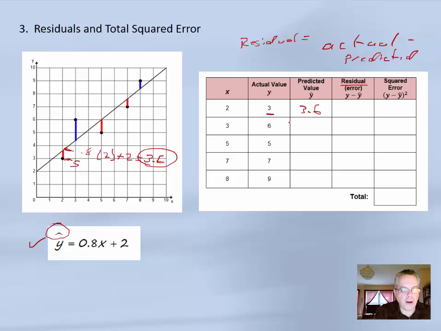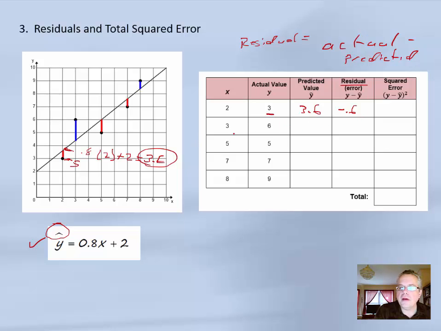Okay, the actual y value minus the predicted y value. 3 minus 3.6 is negative 0.6. Okay, now I put the ones that turn out negative in red. If the data value is below the graph, the actual value is less than the line, then residuals will be negative. If the data value is above the line, the actual y value minus the predicted y value will be positive. So the negative residuals I drew in red, the positive ones I drew in blue.